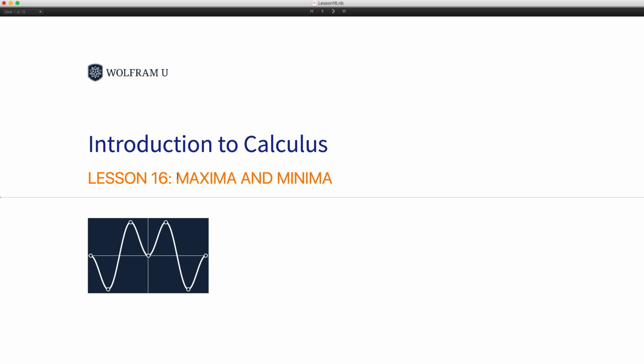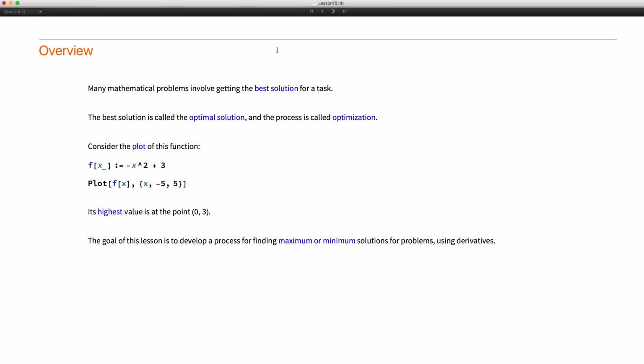The topic of this lesson is Maxima and Minima. So let's begin with a brief overview of the lesson. Many mathematical problems involve getting the best solution for a task. In fact, people would use mathematics when they really do want the best solution for a task. And there's a word for best solution. It's usually called optimal or optimal solution. And the whole process of getting such a solution is called optimization.